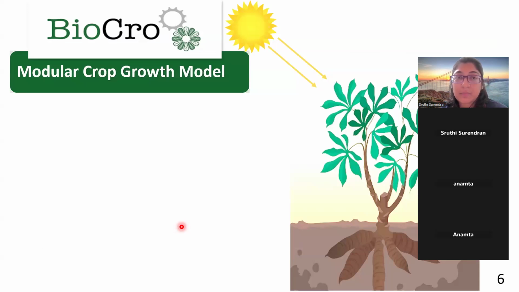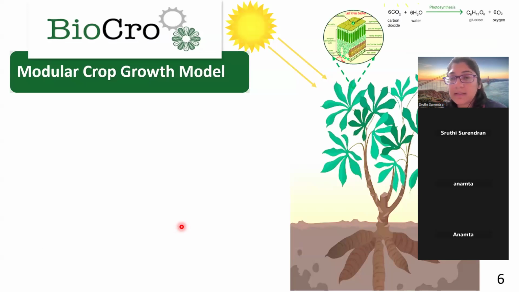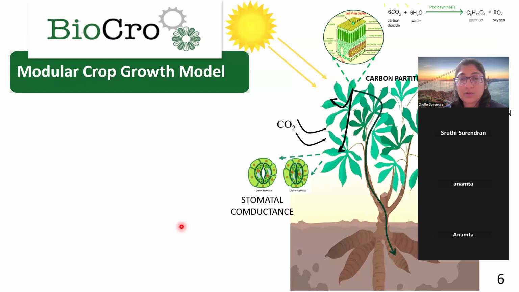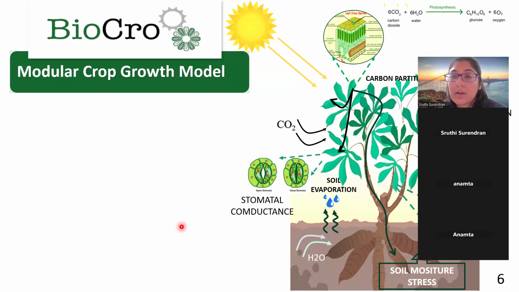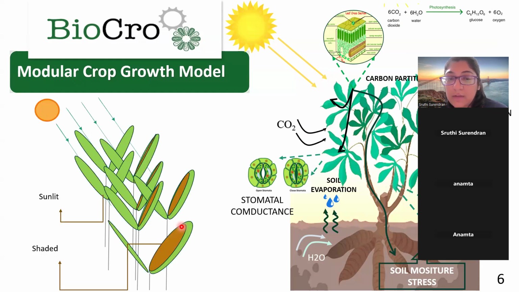And like I said, it is a modular crop growth model, which means that the various processes like photosynthesis, stomatal conductance, transpiration, carbon partitioning, soil evaporation, soil moisture stress, these all are represented as individual modules in BioCro, due to which if we want to explore a particular physiological process using the model, we can do that, like how we have been doing. So we have been focusing mostly on the FvCB model.